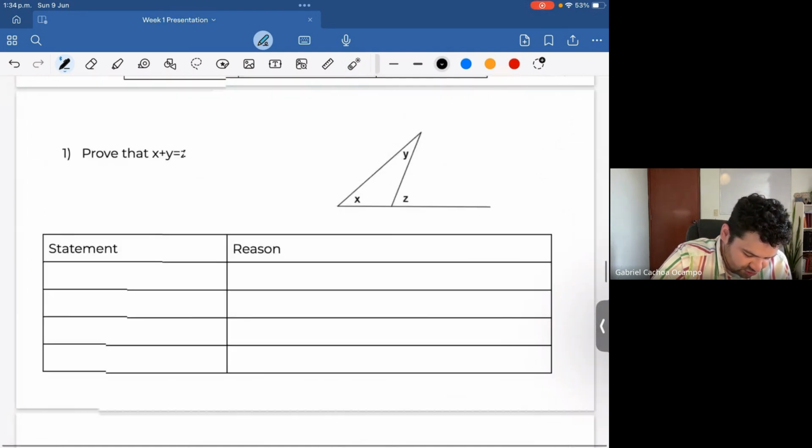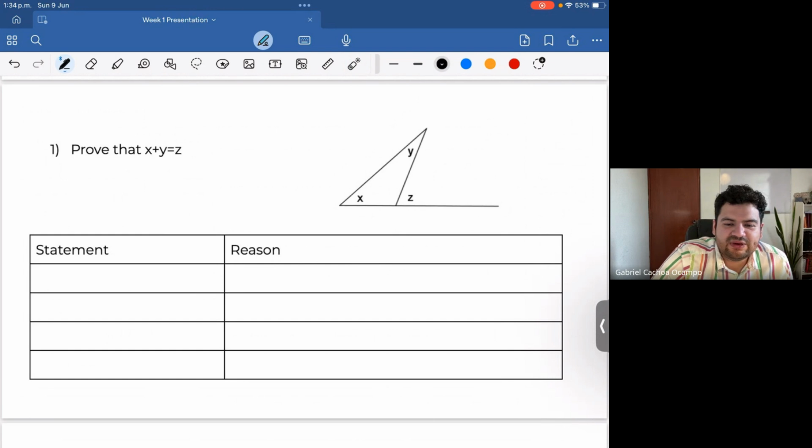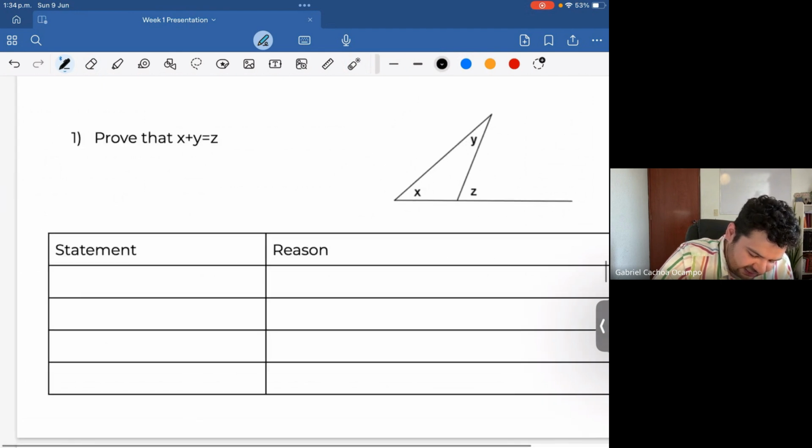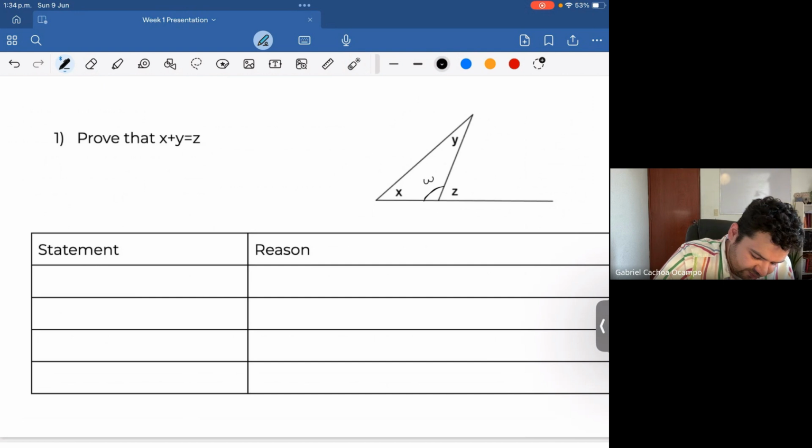Okay, so here we want to write a proof for the exterior angle of a triangle. For example, here we can label this angle W, and now say that W is the same as 180 minus X minus Y, and the reason is angles inside a triangle add up to 180.